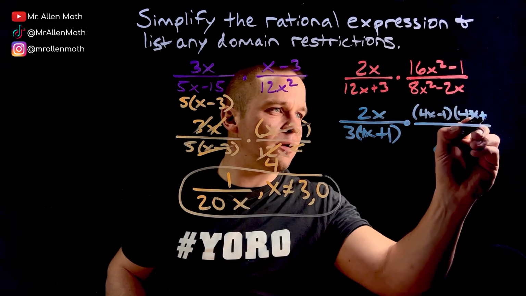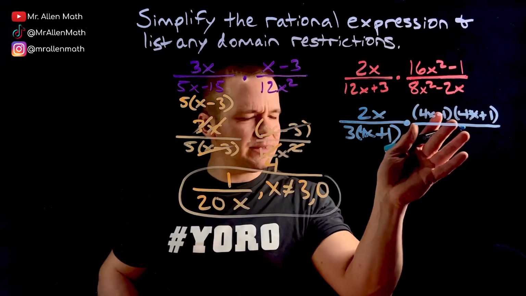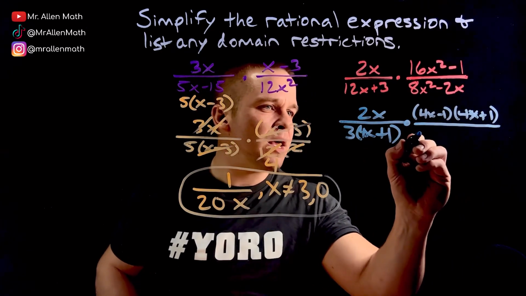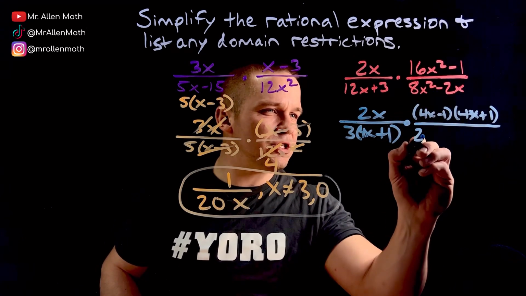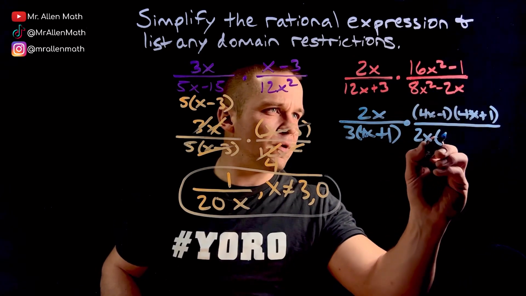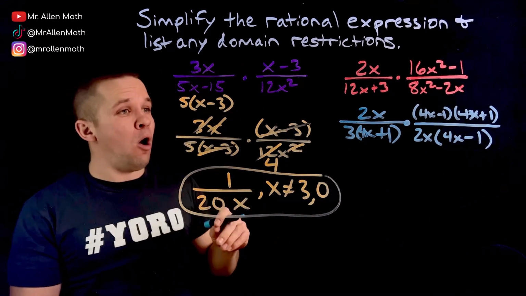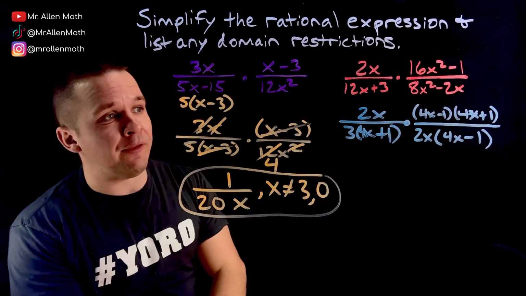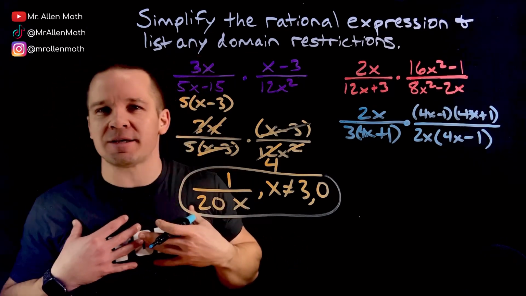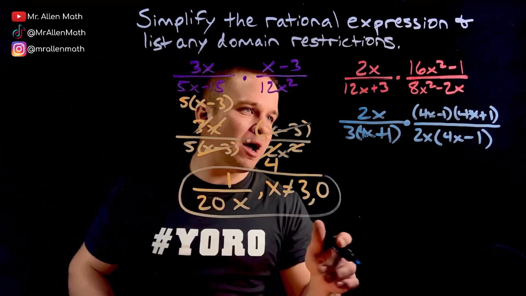Then down here, I have a GCF. I can take out a 2x, and I'm left with 4x minus 1. We have a whole lot going on in this one. This is very exciting when you get to cancel a whole lot.